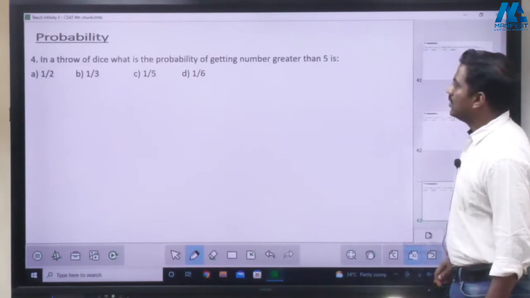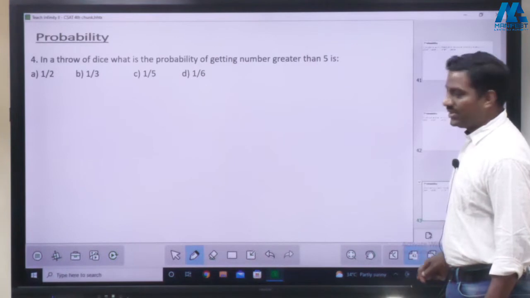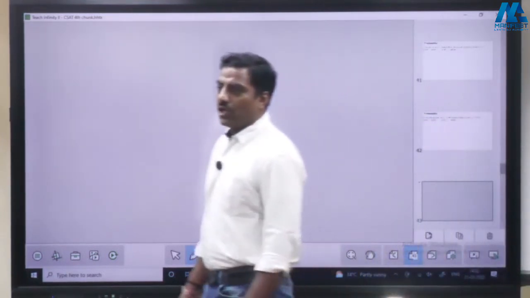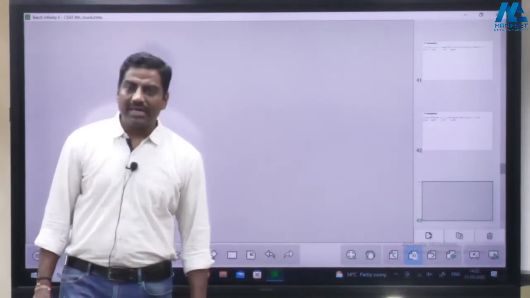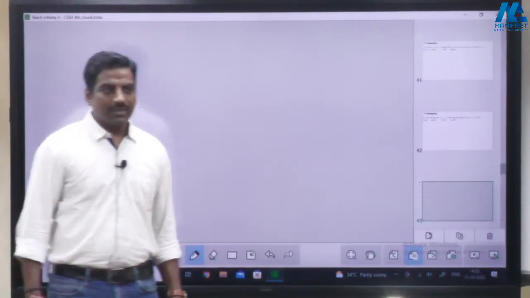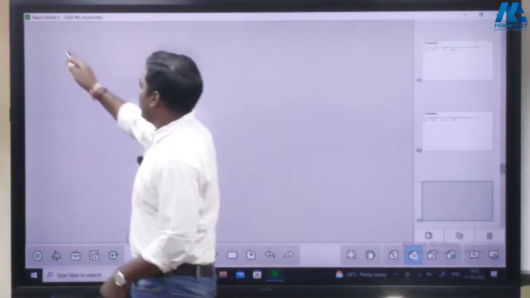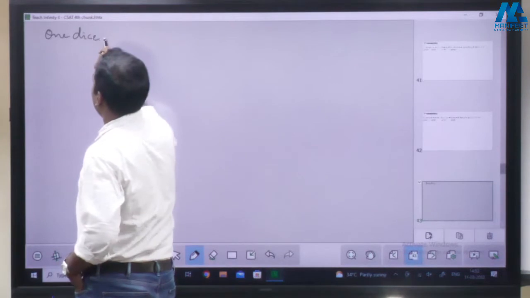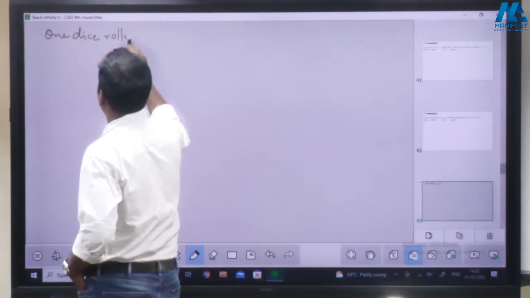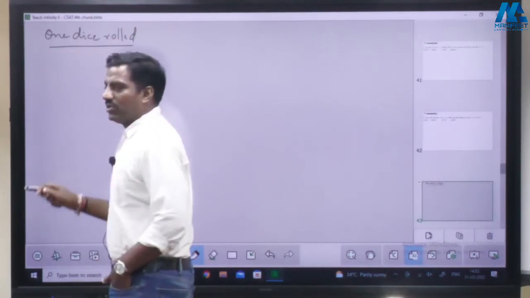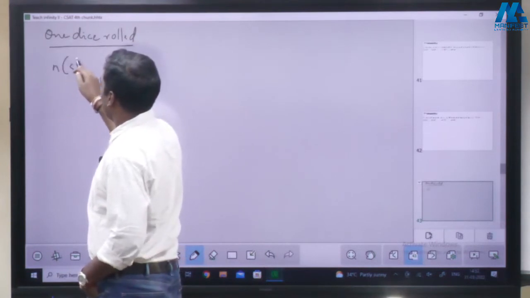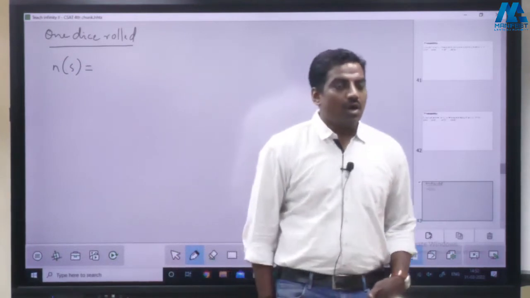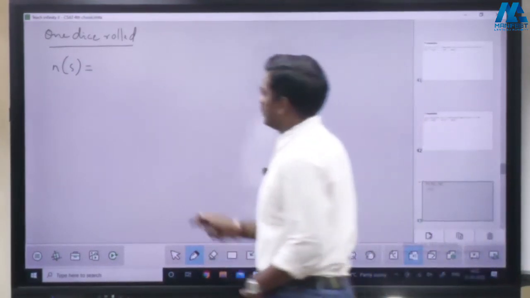Dice. So I'll show you dice. On a dice, what all numbers will be there? 1 to 6. So when one dice is rolled, sample size is how much? Sample size, number of events that can happen. All possibilities are what? 6, no?